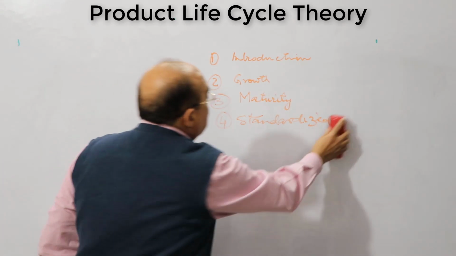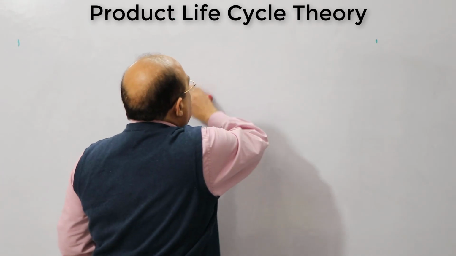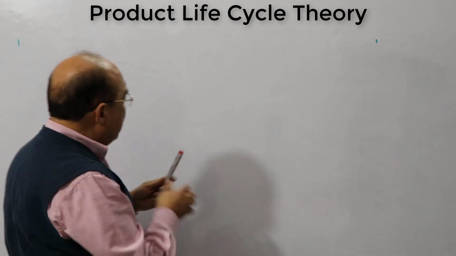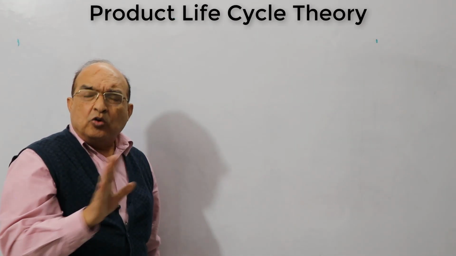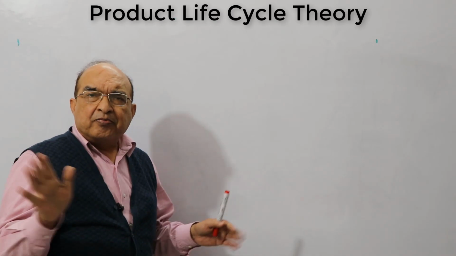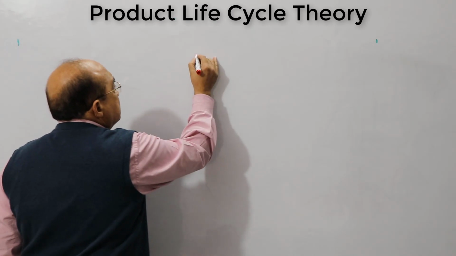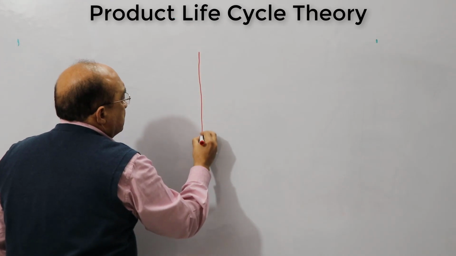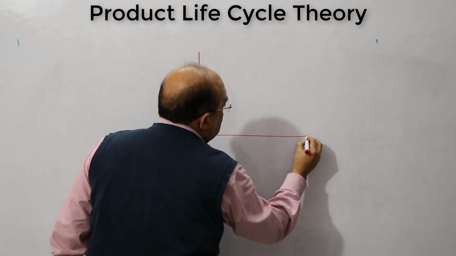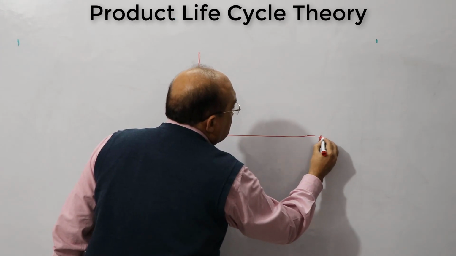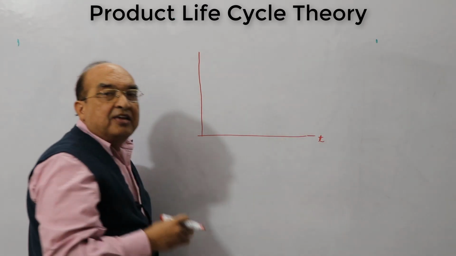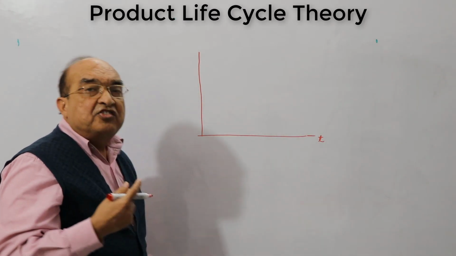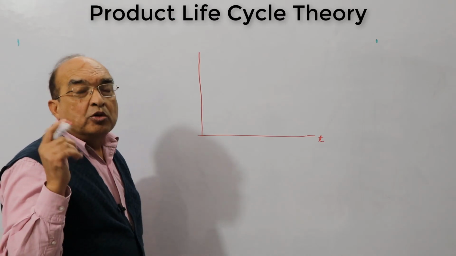Let me pick another color. Instead of 4 stages, I will stick to only 3. The first 2 stages I'll prefer to merge, but that does not make any difference. Here you take time, that is, as time passes, what stages a product goes through.